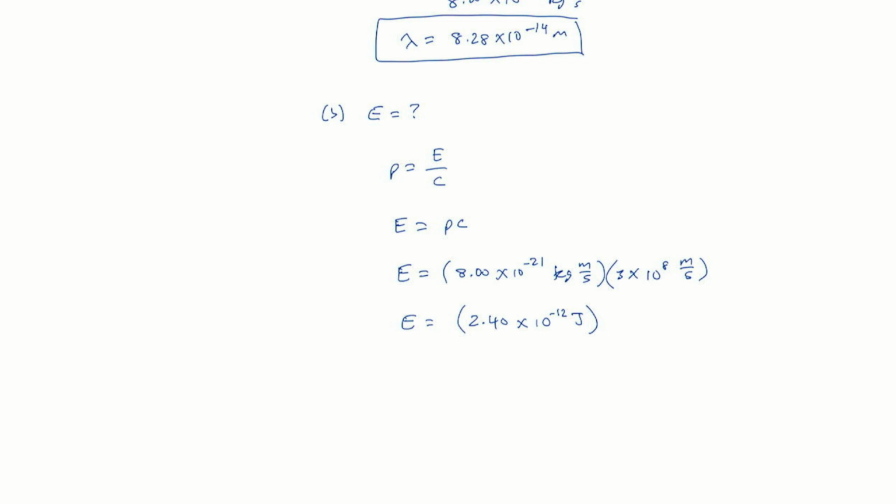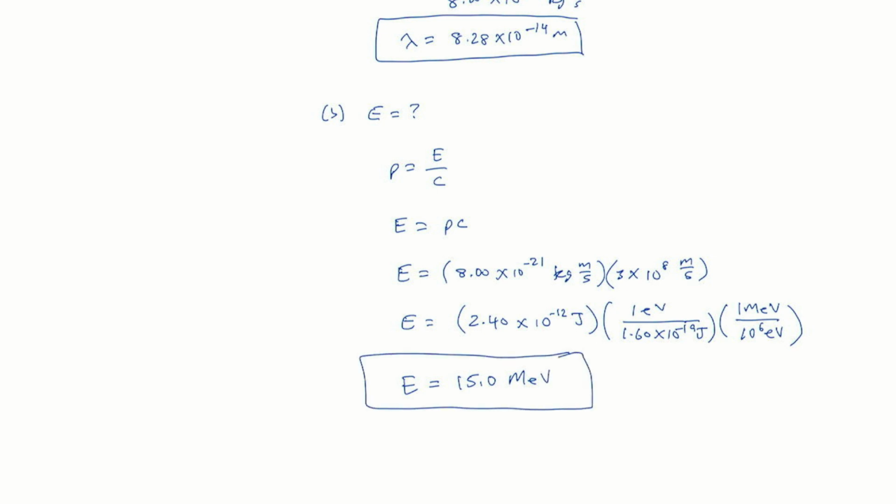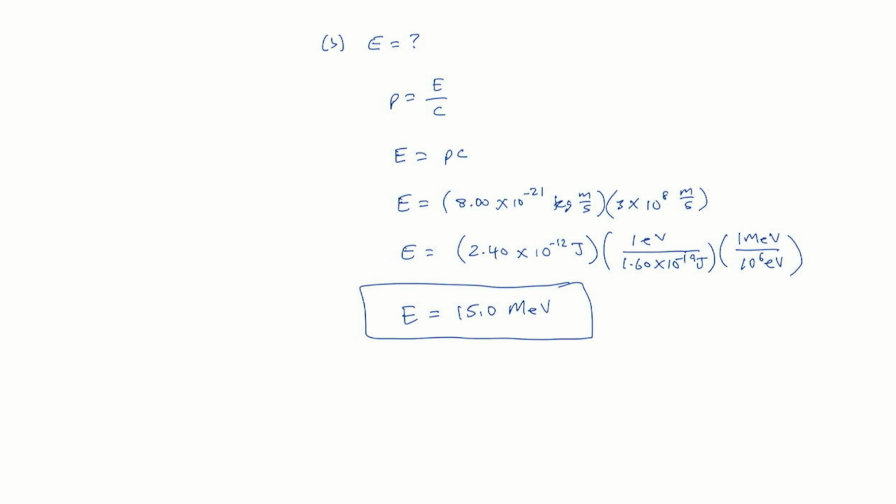We need to calculate this in mega electron volts. So let's convert it to electron volts. 1 electron volt is 1.60 times 10 to the minus 19 joules. And then 1 mega electron volt is 10 to the 6 electron volts. This gives us an energy of 15.0 mega electron volts. And that was what we needed to find.